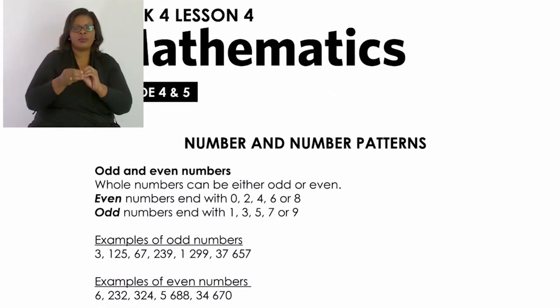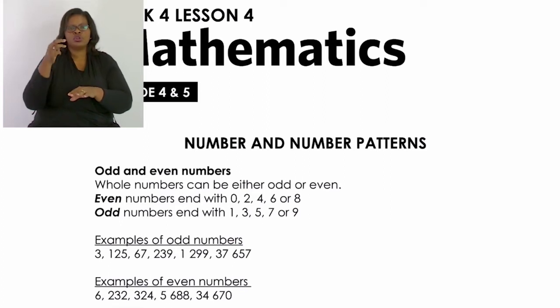The second examples given are even numbers. The first one is 6, then 232, 324, 5,688, 34,670.